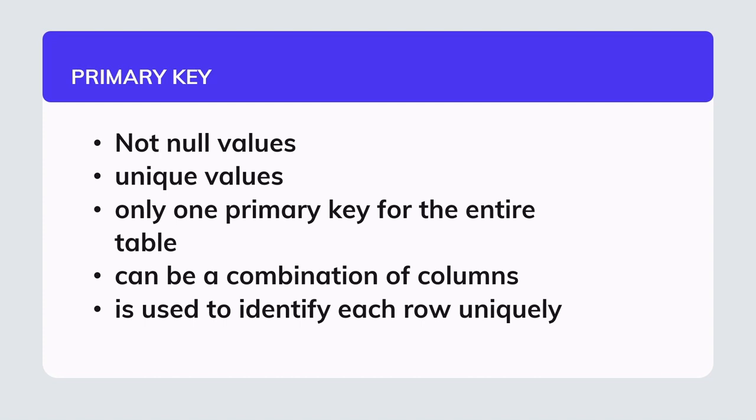ஒரு மொத்த டேபிளுக்குமே you can only define one primary key. This primary key need not be one specific column. It can be a combination of columns. You can combine 3 or 4 columns or 2 to 3 columns to make a primary key. But the constraint is that ஒரு டேபிளுக்கு ஒரு primary key தான் இருக்க முடியும். So what is the use of primary key அப்படின்னா it is used to identify each row uniquely.